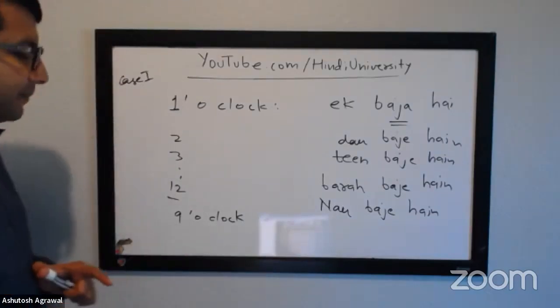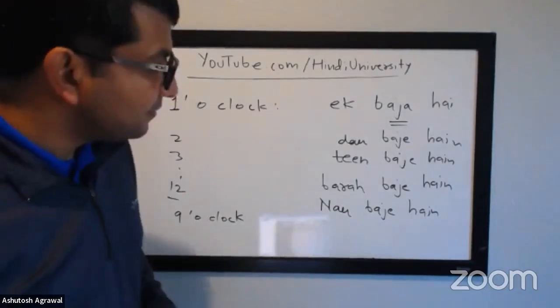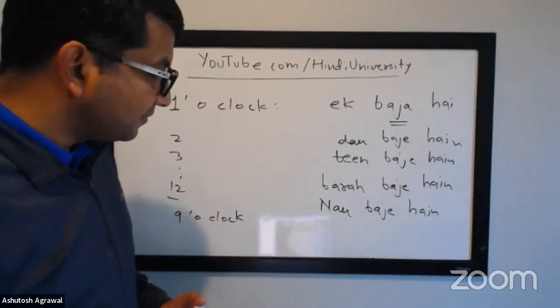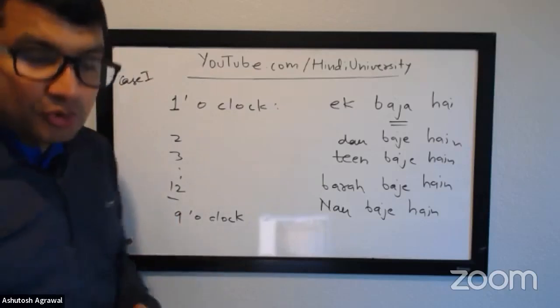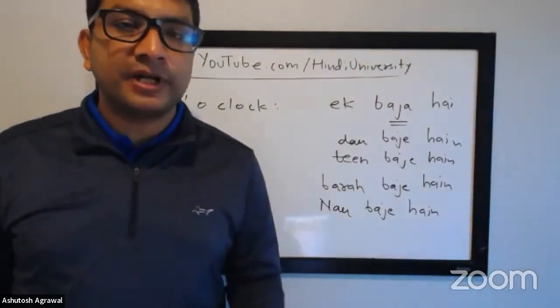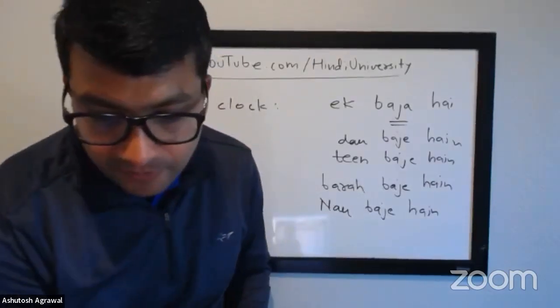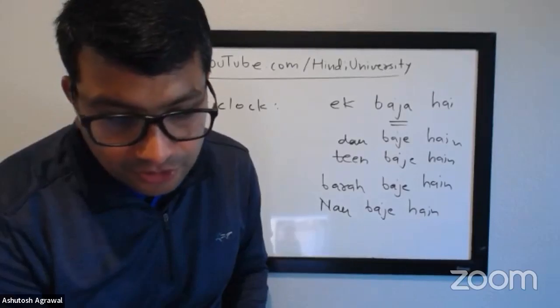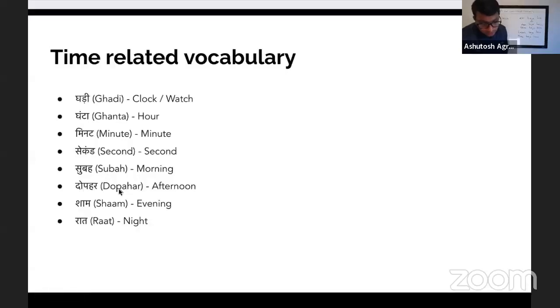Good. Yes, we'll go for it if there's a question. If you want to say midnight or terms like 12 o'clock midnight or 12 noon, are there special terms? Yeah, what you'll do is start using the time of the day word. Let me share my screen. You will say दोपहर के 12 बजे हैं. दोपहर is afternoon, like 12 o'clock of the afternoon.